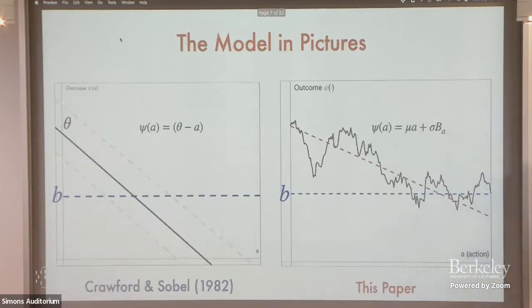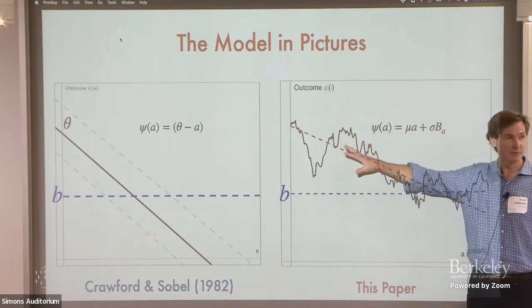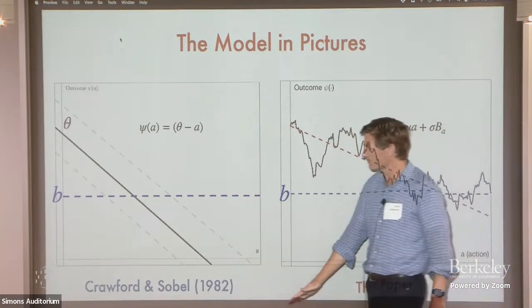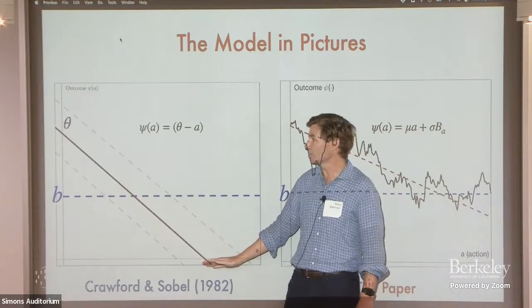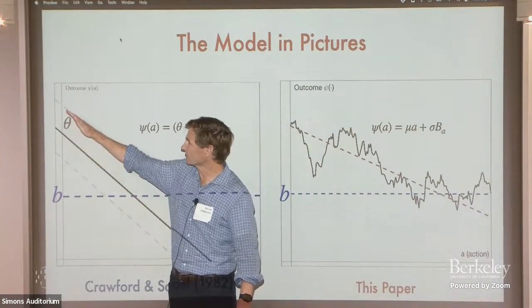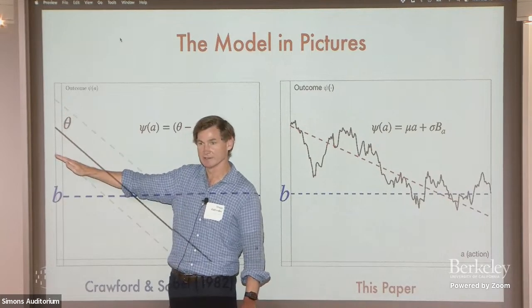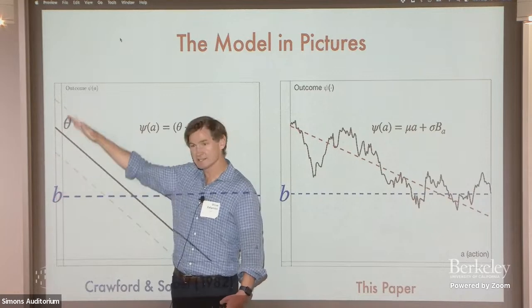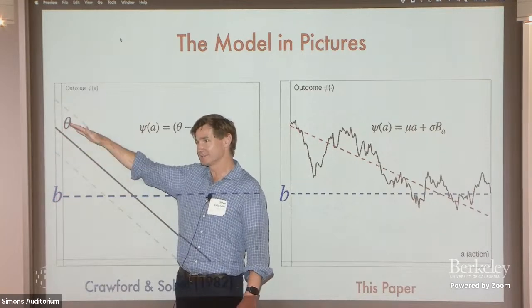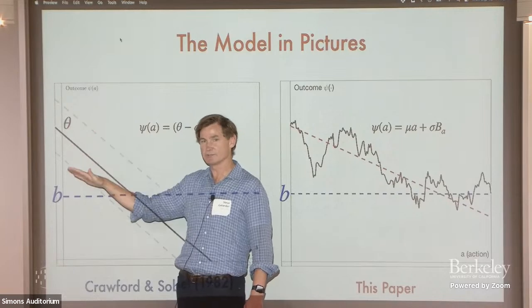So let me give you a picture. So here's the model in pictures. I'm a big fan of pictures, so I like to do everything in pictures. This is my environment, the classic environment. In the classic Crawford-Sobel environment, we know the true mapping is a straight line of slope 1. We just don't know the intercept. We don't know this theta. So we don't know if it's up here or down there. If the state is between 0 and 1, we know it's in some band, but we don't know which straight line we're on.